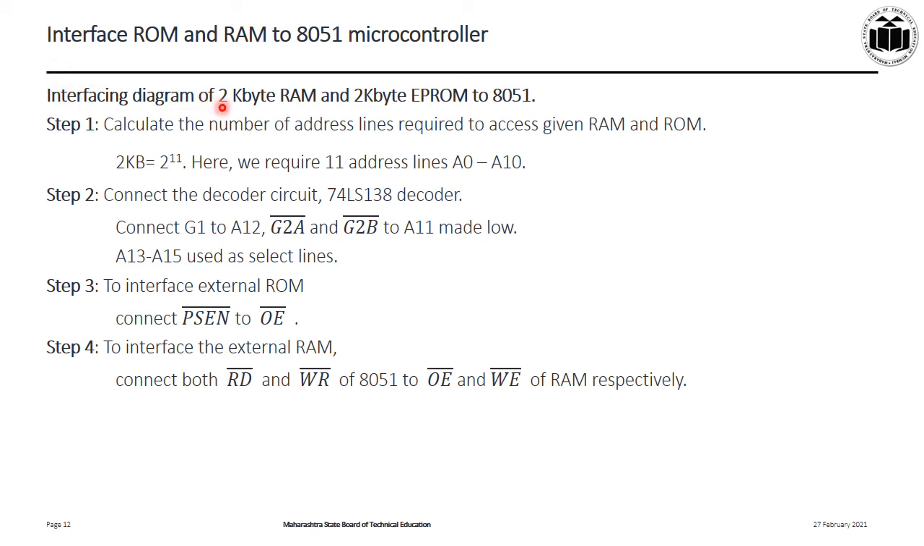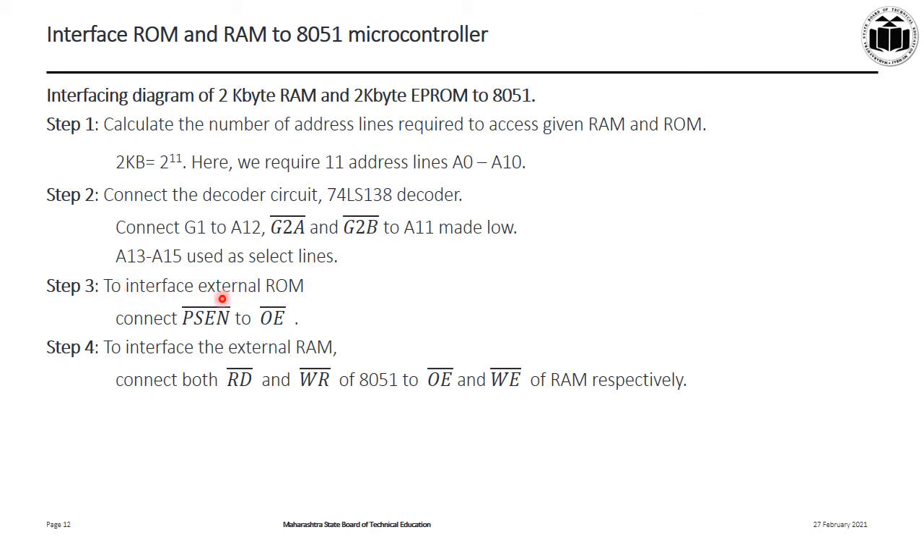Let us try to interface a 2 kilobyte RAM and 2 kilobyte ROM to 8051. First, we calculate the address lines required for 2 kilobyte RAM and ROM, which is 2 raised to 11. Hence, 11 address lines, that is from A0 to A10. G1 of IC 74LS138 is connected to A12, which is made high, and G2A bar and G2B bar are connected to A11, which is made low. A13, A14 and A15 are used as select lines connected to A, B, C of the decoder.